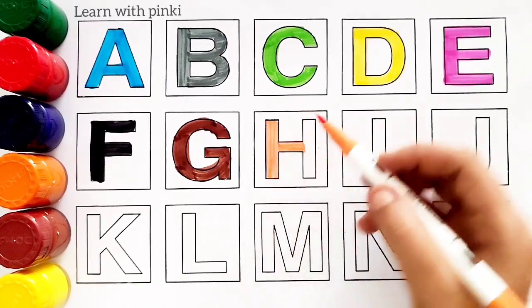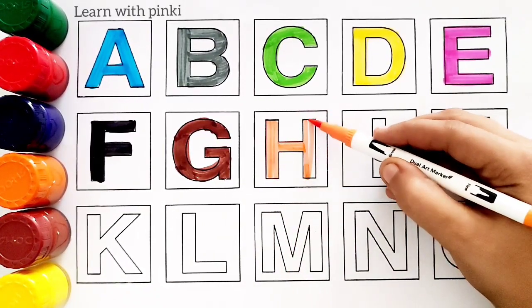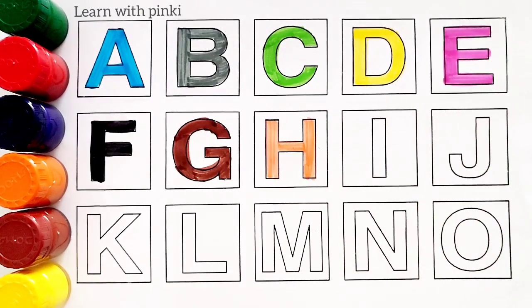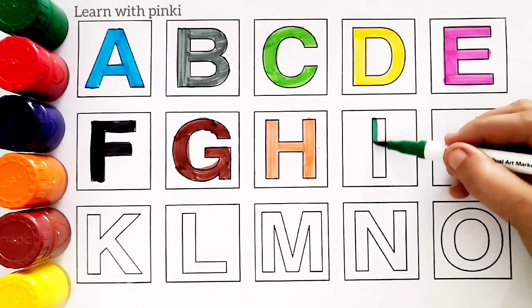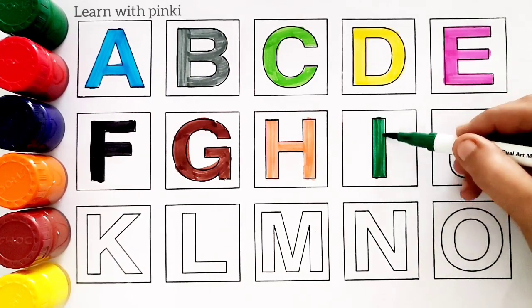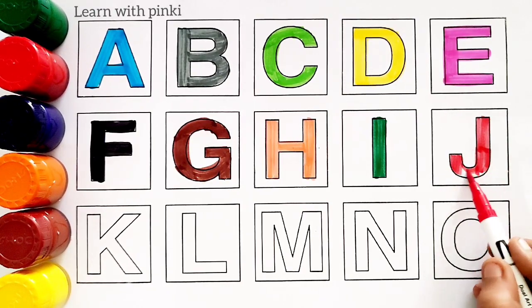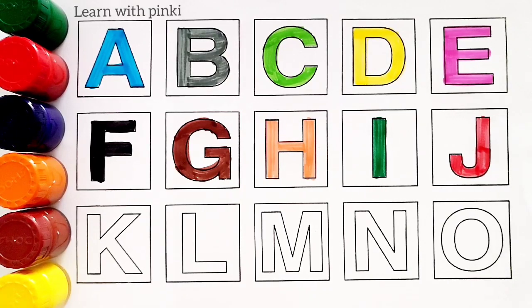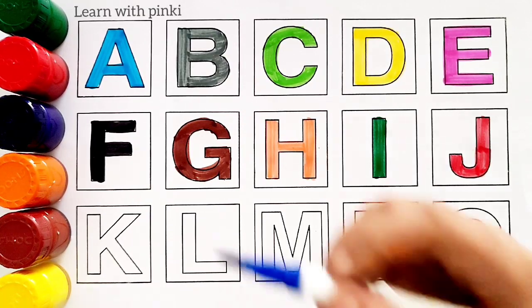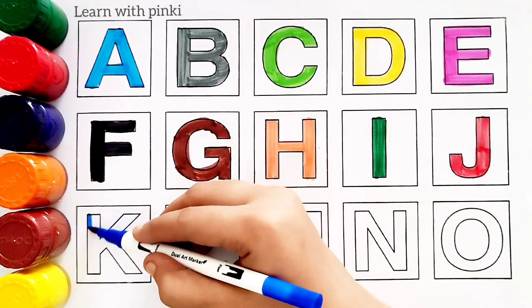H. H for house, H for house. Green color. I. I for ice cream. Red color. J. J for joker, J for joker. Dark blue color. K.